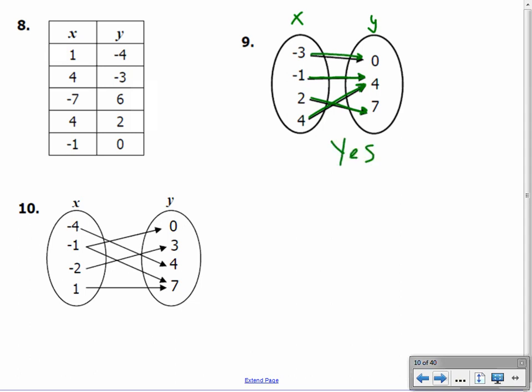But if we look at number 10, we have an issue. The issue is that this x value of -1 is getting mapped to a y value of 7 and 0. So because of that, this one isn't a function.